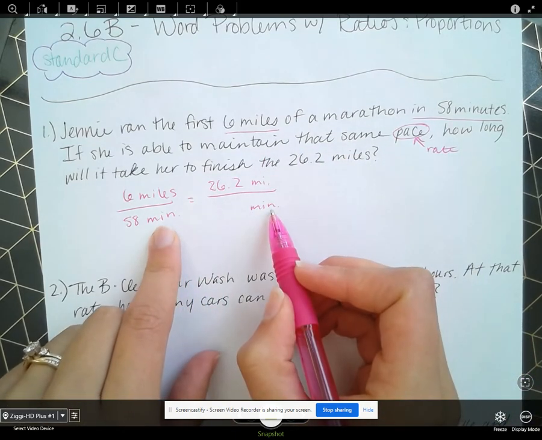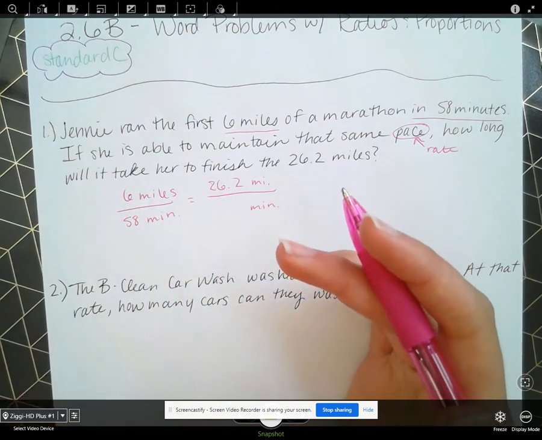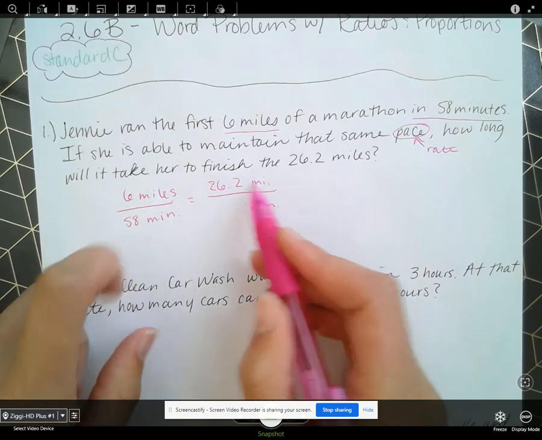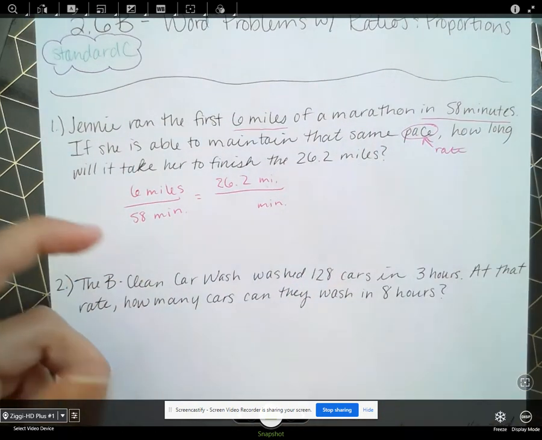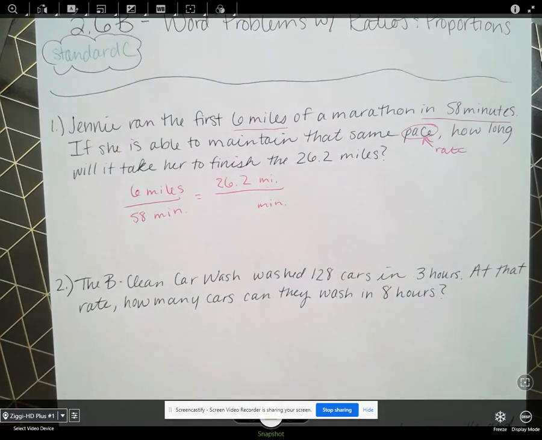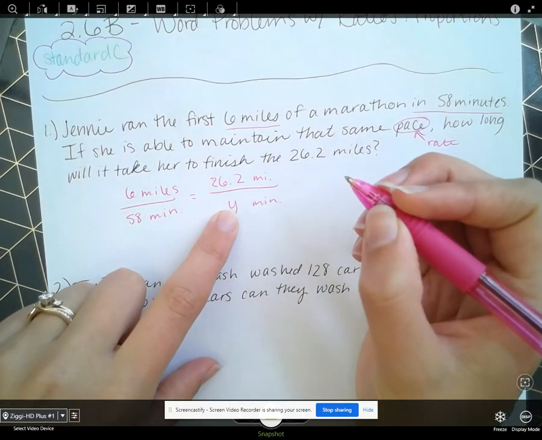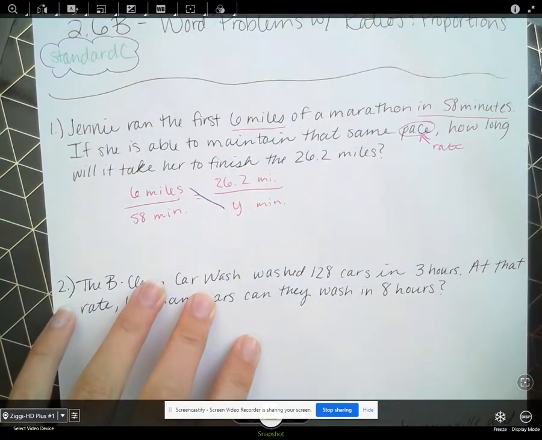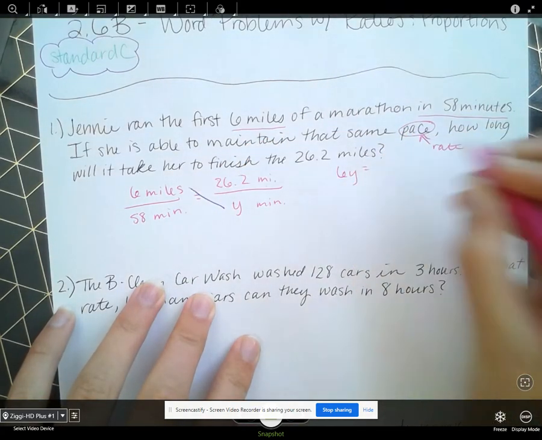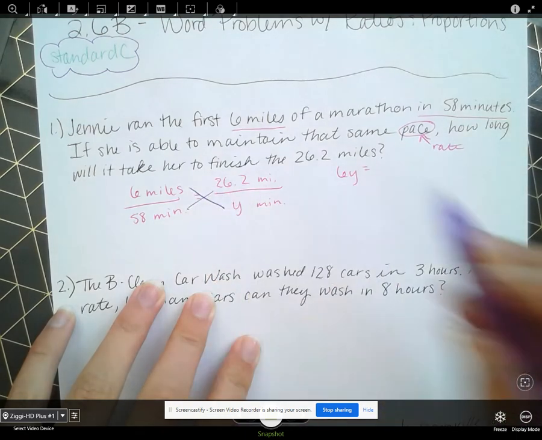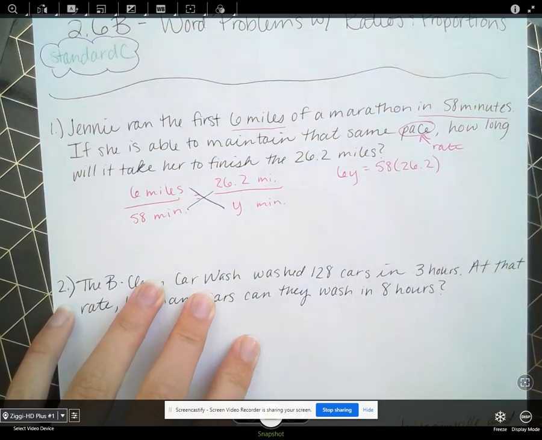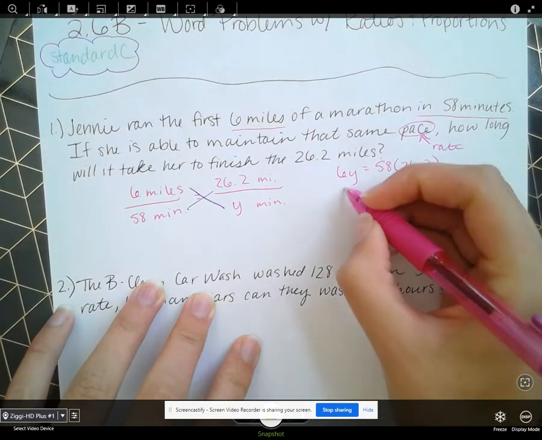Units are minutes. Notice, to figure out where to put each value in your proportion, make sure your units line up across the way. Don't be mixing them. That'd be like flipping a fraction just because. Can't do that. So we're trying to find minutes, so I'll put a variable in there for minutes. And now I solve this proportion. To solve it, we're going to use cross products. So I'm going to do 6 times y, which is 6y, equals 58 times the 26.2.